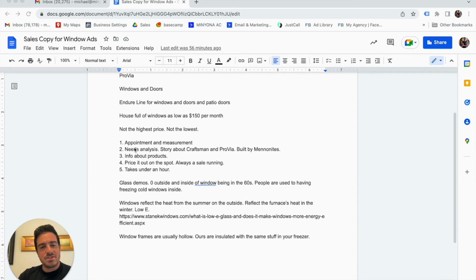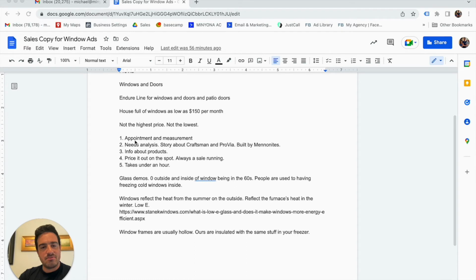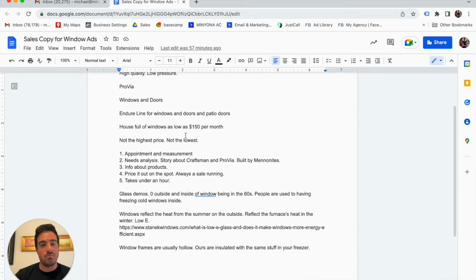So then we went through the steps of how he sells windows. There's an appointment with measurements that are done. He gives them a needs analysis, so he analyzes the needs of the homeowner, and he gives them the story about his company and the story about Provia, which is the company that produces the actual windows.